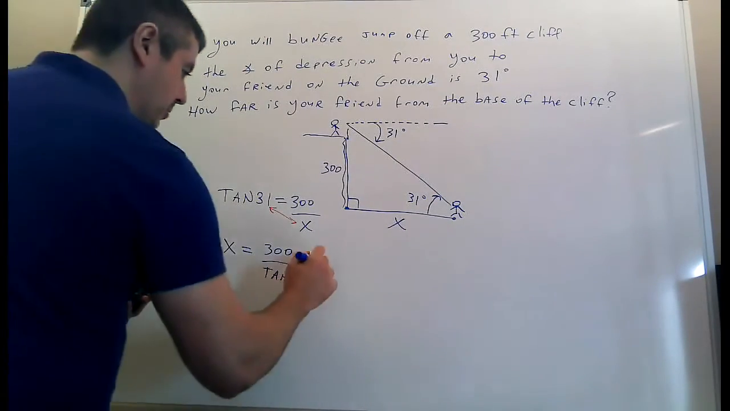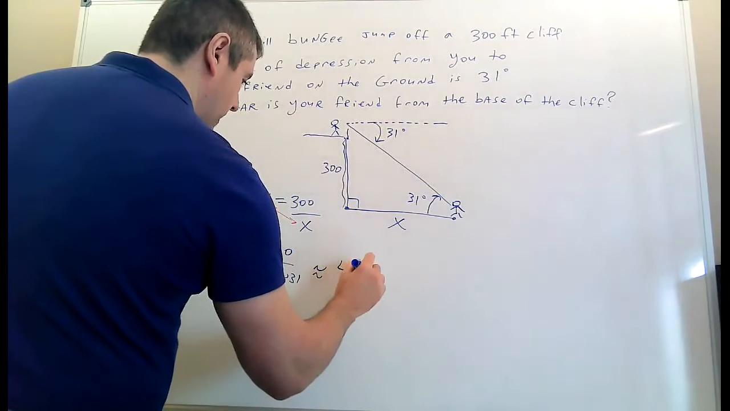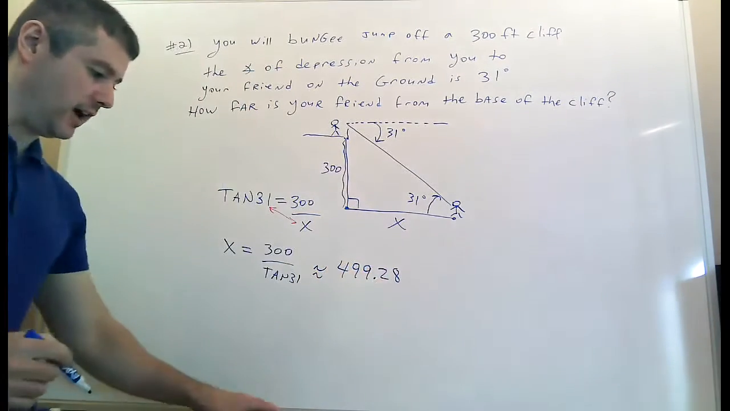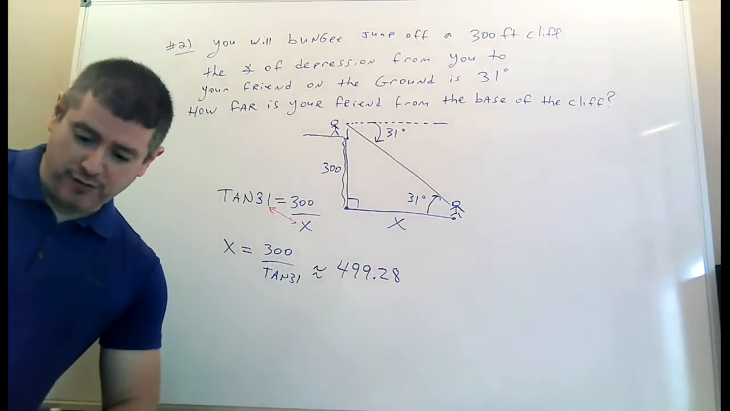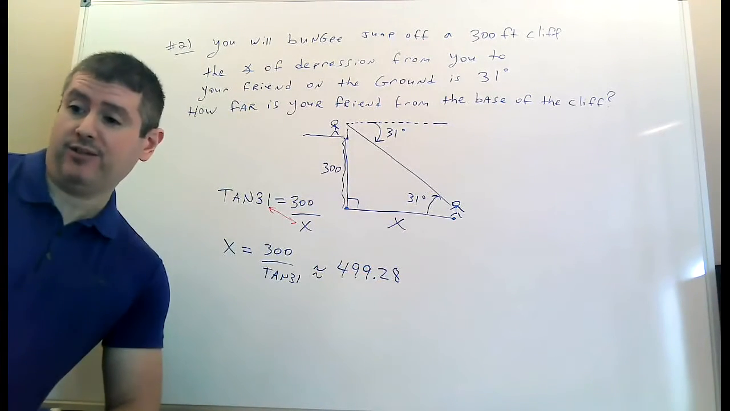I would make that 500, but it's not. I'm going to put approximately 499.28. That's pretty far. The cliff is only 300 feet. He's standing like 500 feet away. That's a little ridiculous, but this is how it worked out.